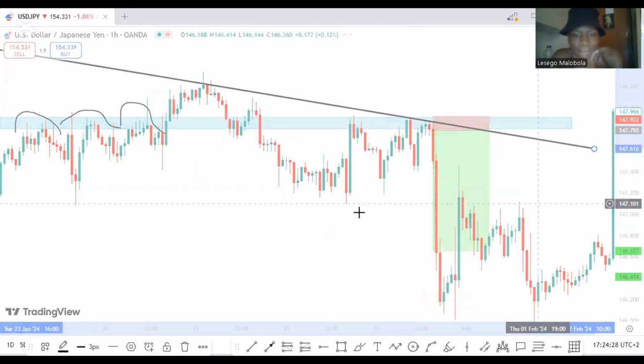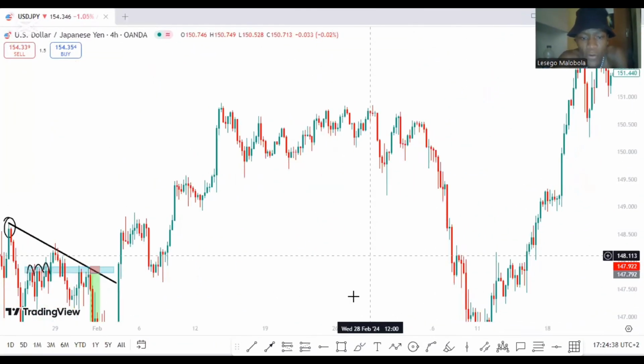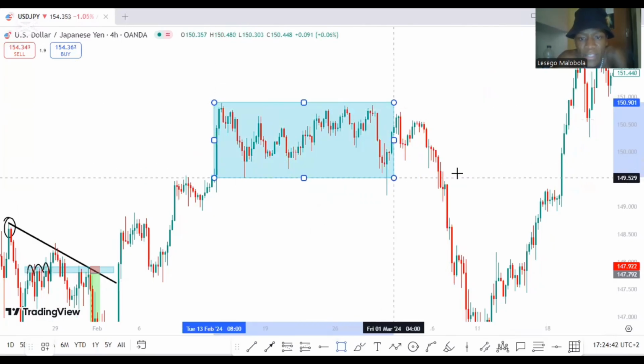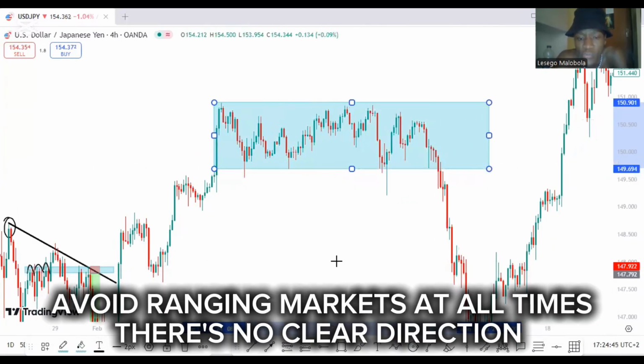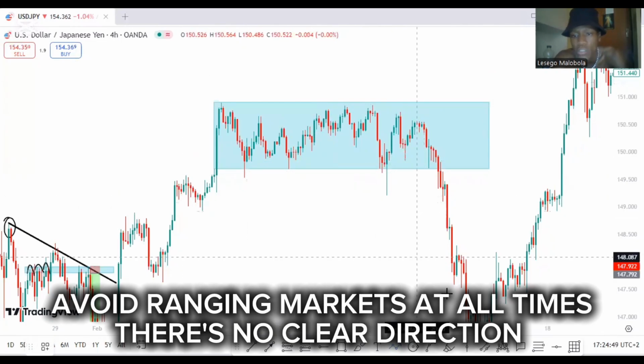So moving on, guys, you can see that there's more structure for us to identify. When price is moving like this, guys, don't entertain it. This is when price is ranging. You can see that it's not creating any higher highs and higher lows, or any lower lows and lower highs.